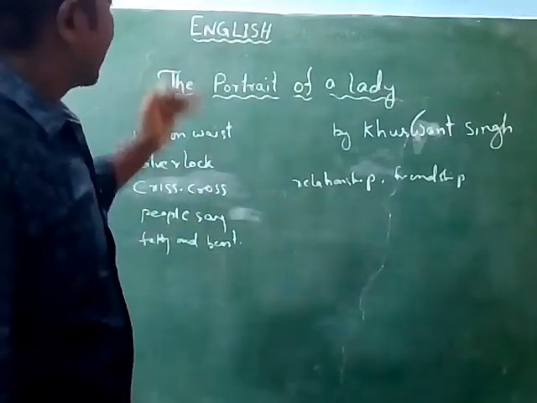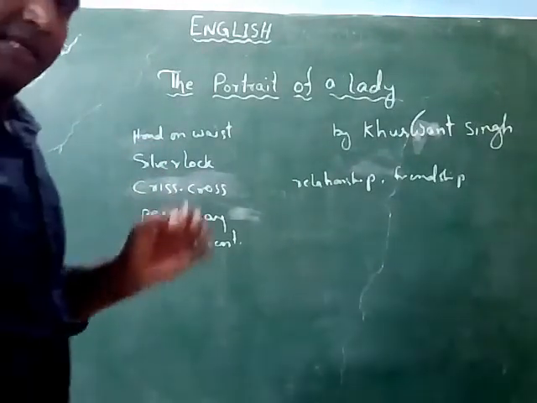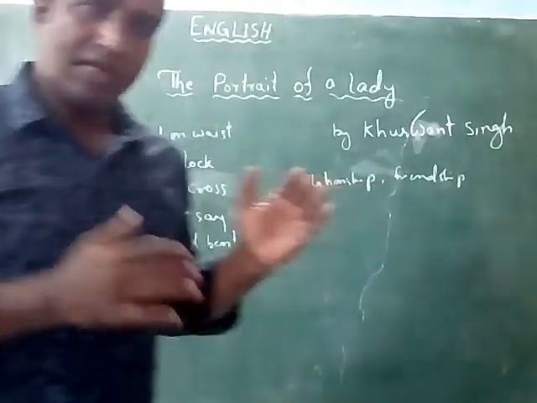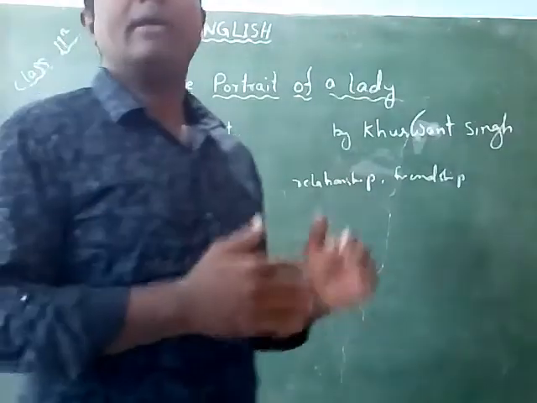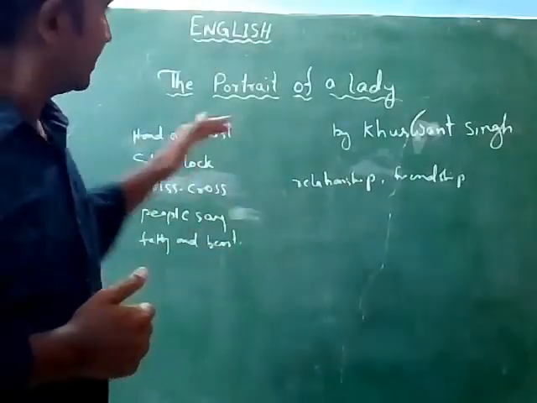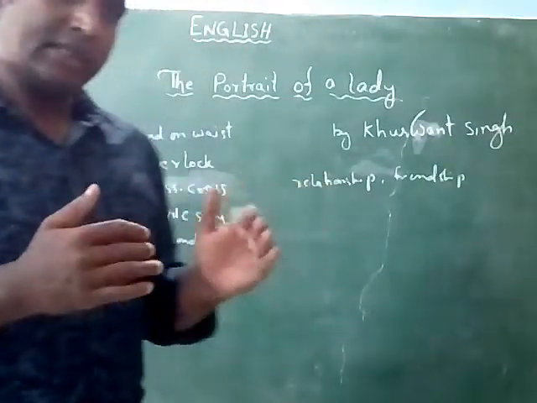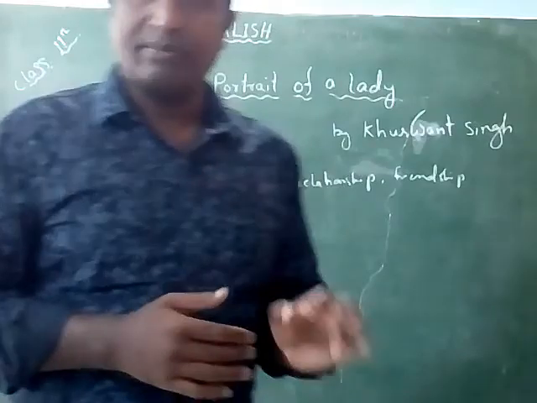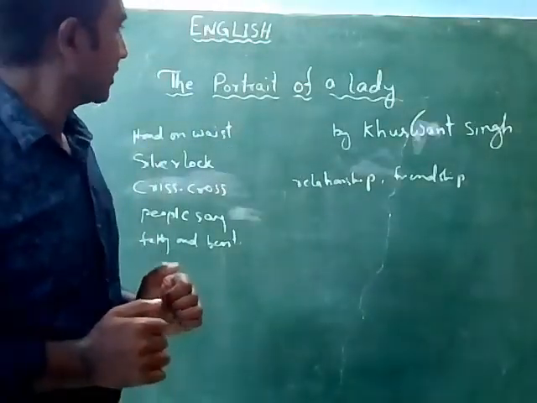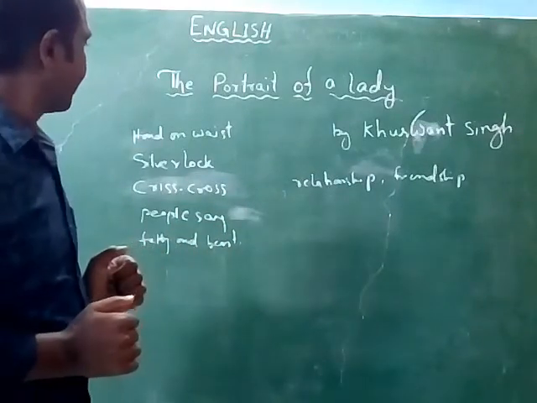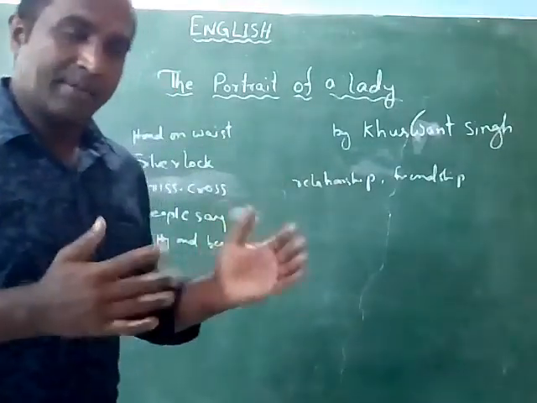So, in this chapter, The Portrait of a Lady, Khushwant Singh depicted a relationship and a friendship between him and his grandmother. In this chapter, he shows the establishment of friendship and the relationship, how it develops and how it came to an end. Khushwant Singh says, he is describing his grandmother first.